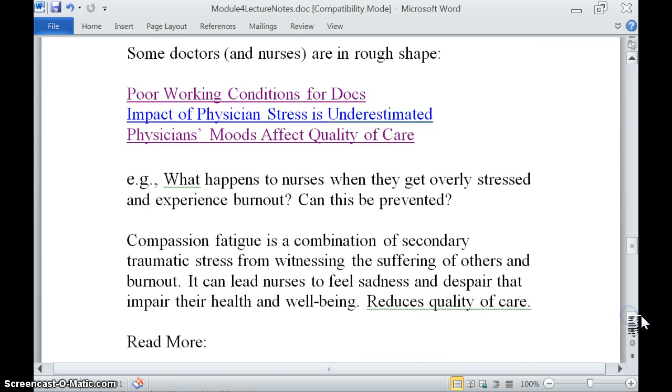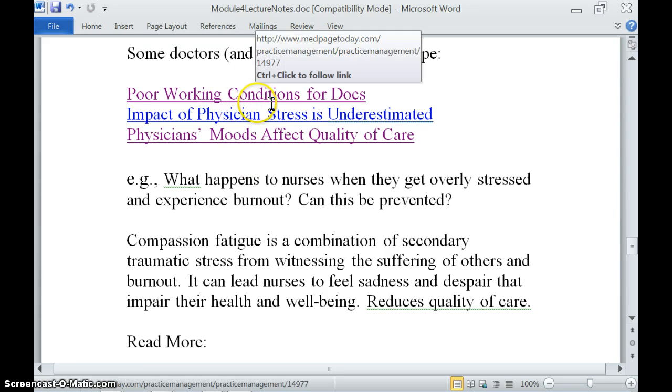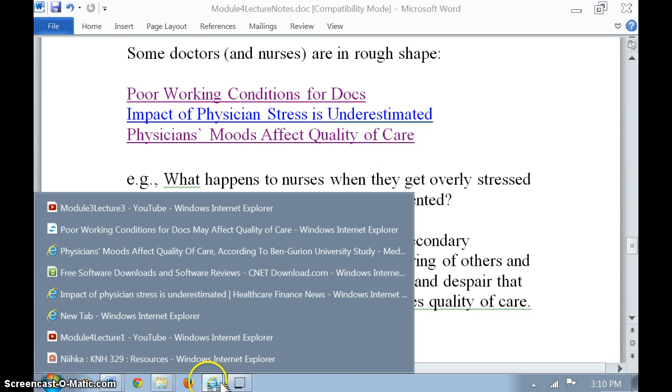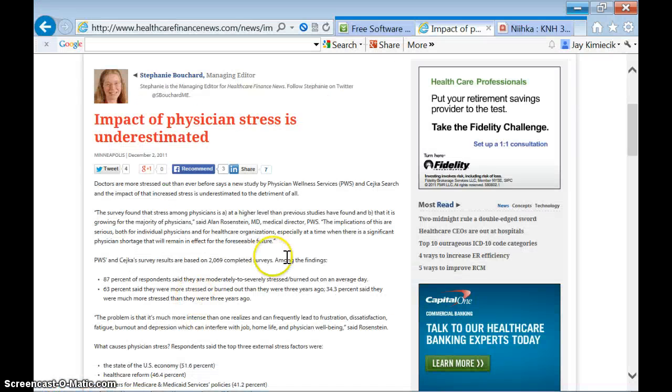Now keep in mind that if you're getting into the health professions, you better really like what you're getting into, because there's some newer data coming out here, and these are all links that you could probably click on and get to. I may open up one of these, but I don't want to go too long. But poor working conditions for doctors, impact of physician stress is underestimated, physicians' moods affect quality of care. So there's lots of interesting things coming down the pike.